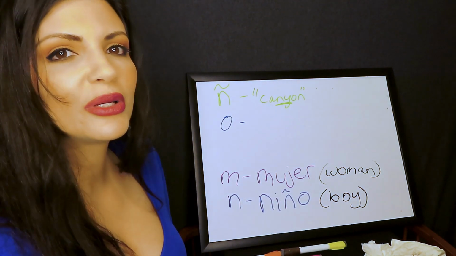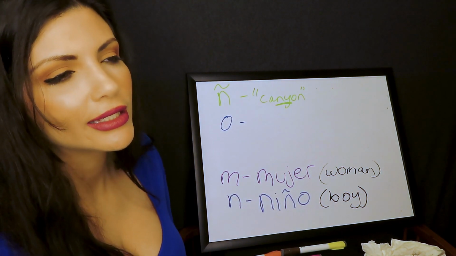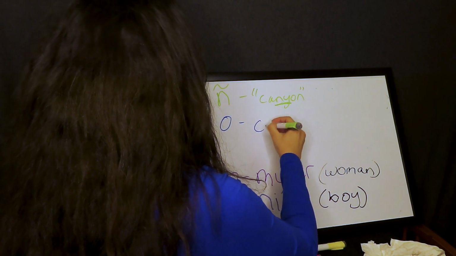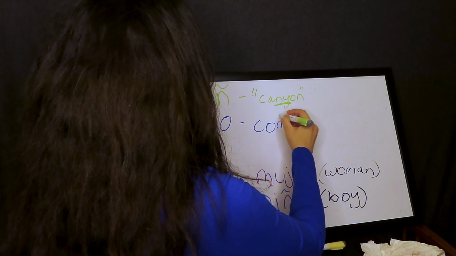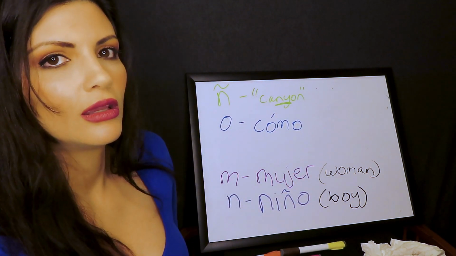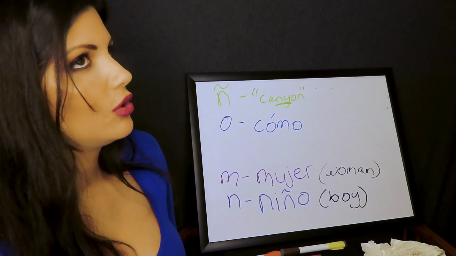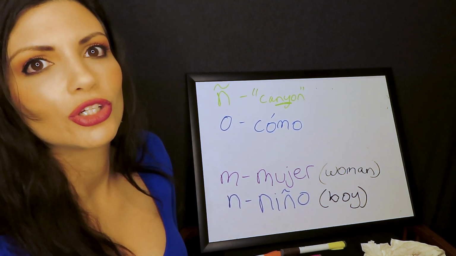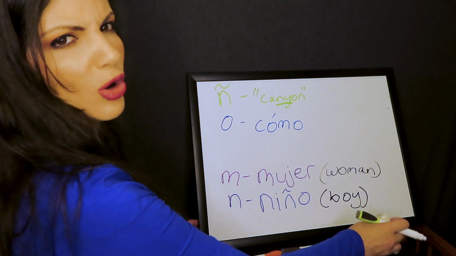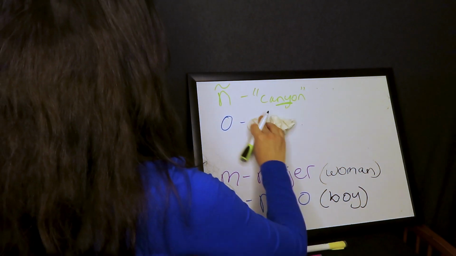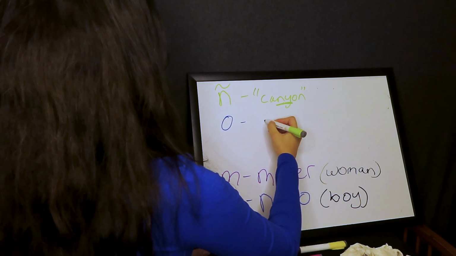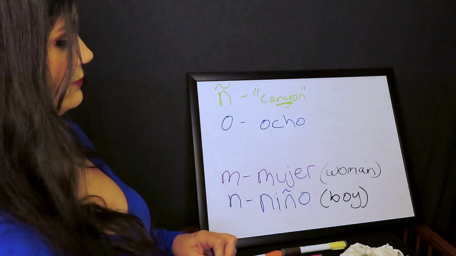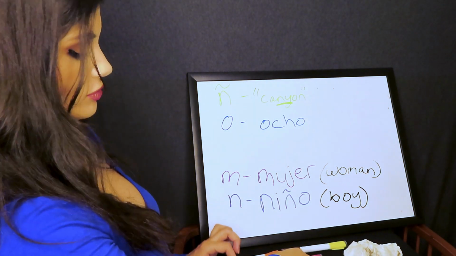Next is O, which is the same as English, except a little bit shorter of a pronunciation. Cómo, or ocho. Ocho is a better example. Ocho.